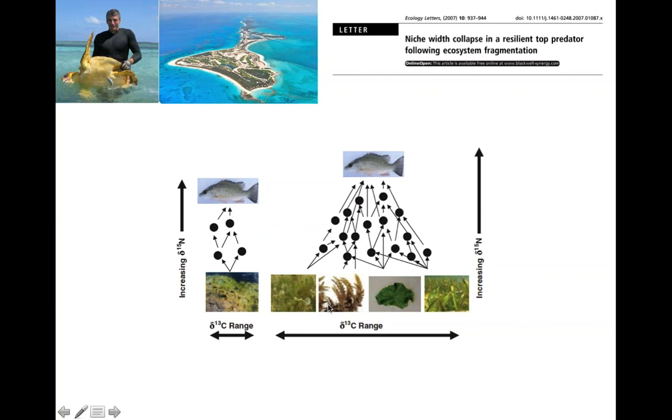This is the food web in a non-fragmented system. So you have a large diversity of different resources, you have a multitude of different intermediary consumers, and then your top consumer, I think this snapper that he was working on, this is their trophic position as the top predator controlling everything around their island.